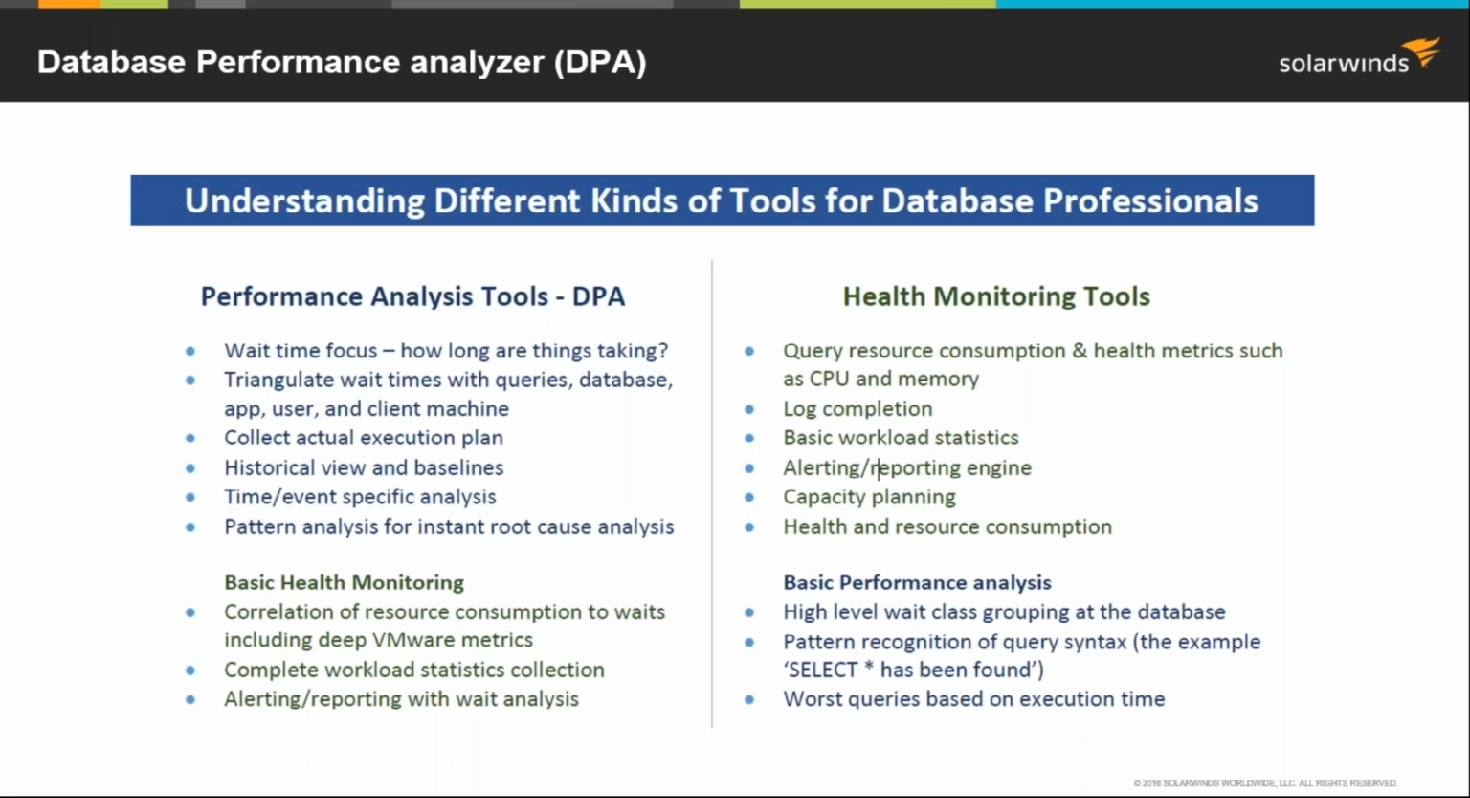I won't read through all of those, but basically they do provide some high-level query performance analysis. They do wait class grouping at the database level. Worst queries are based on execution time, maybe CPU usage, things like that. They kind of percolate those up to the top. And they might even give you, I hate to say this, misleading information, right? I've seen in some of the products, and I'm using air quotes here that you can't see, some products that will highlight a select star as bad in your database environment.